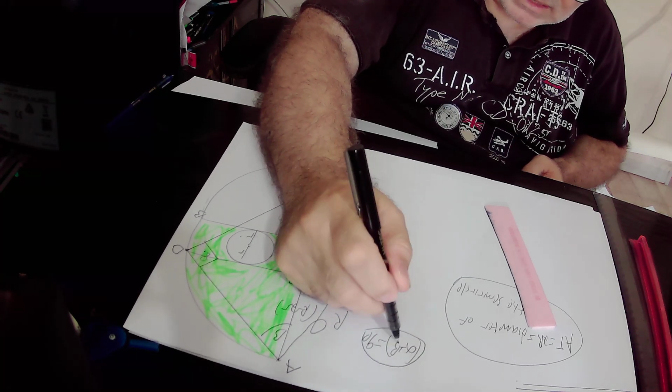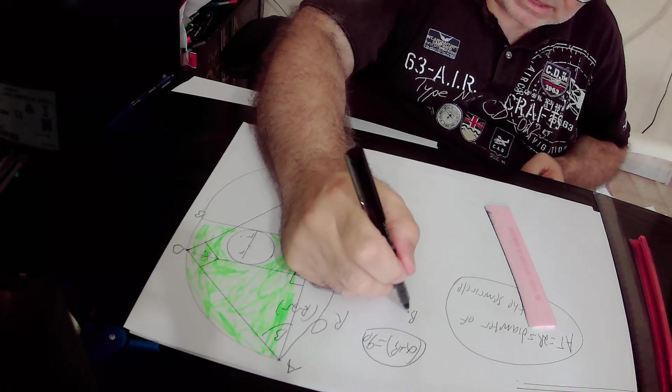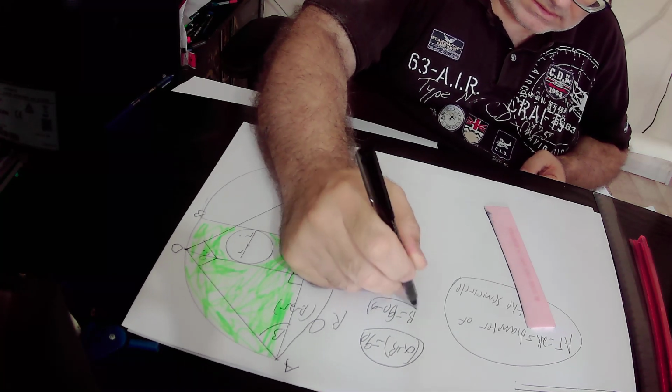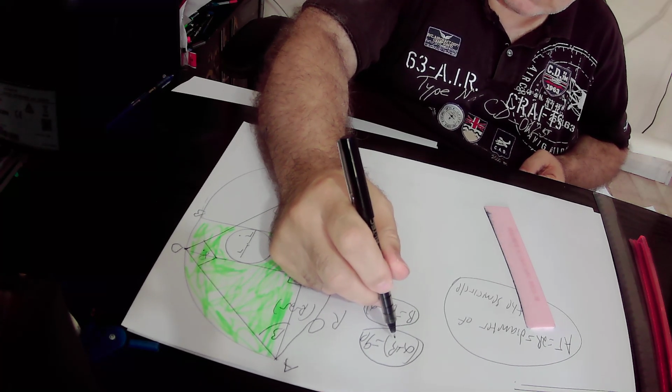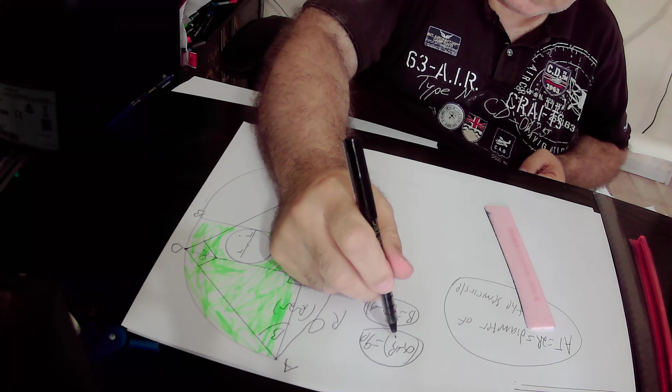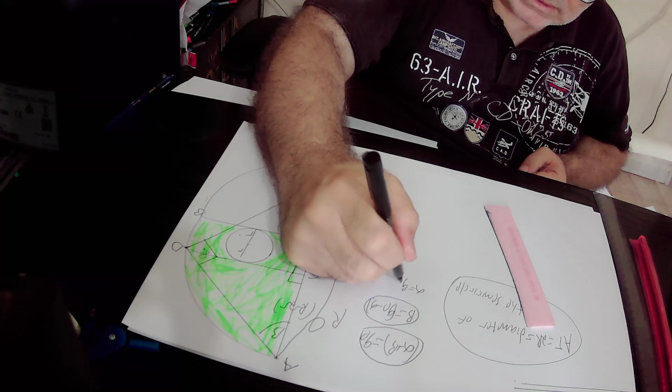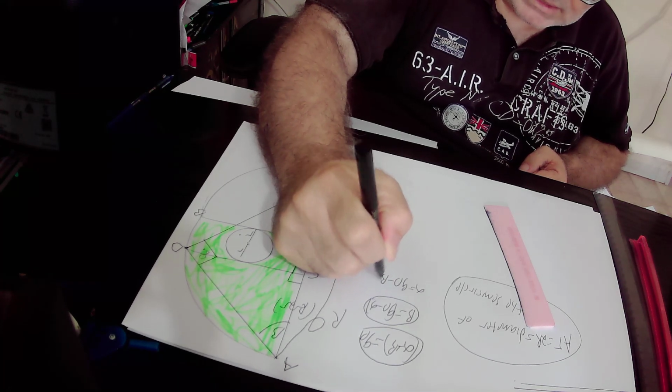Here we subtract alpha from this equation and we get that beta equals 90 degrees minus alpha. Here we subtract beta from this equation and we get that alpha equals 90 degrees minus beta.